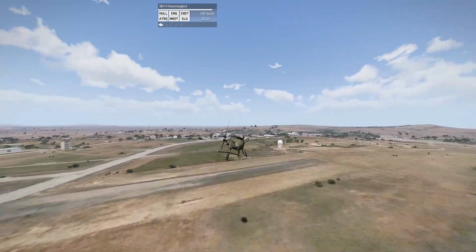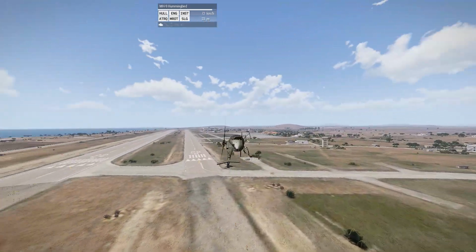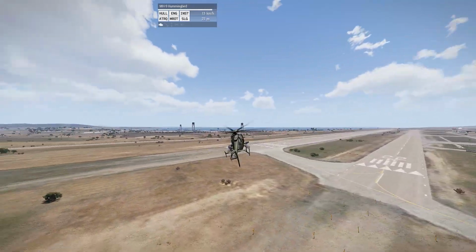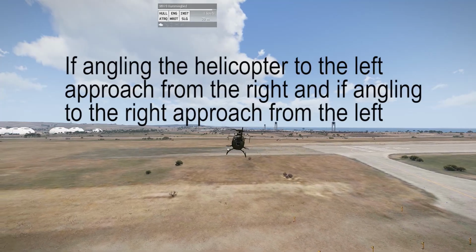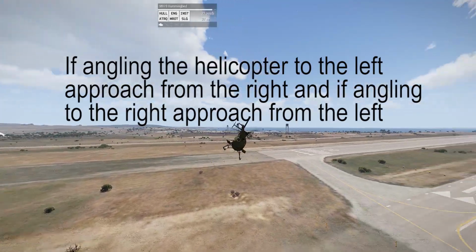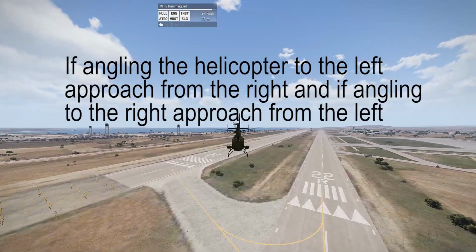So find a landing zone, make sure you approach at the angle depending on how you're rotating your helicopter. If you're angling your helicopter to the left, approach from the left. If you're angling it to the right, approach to the right. And then of course you're just normal landing.